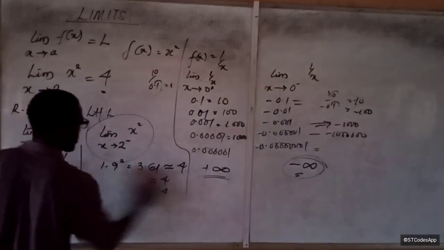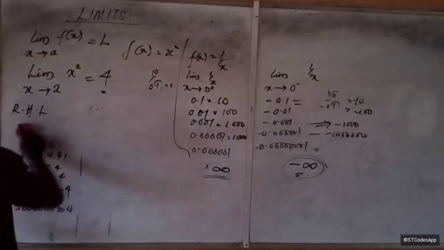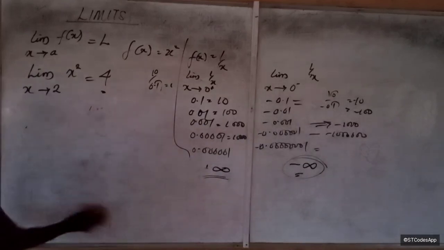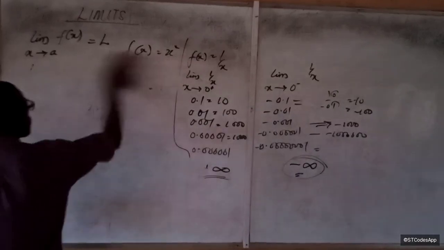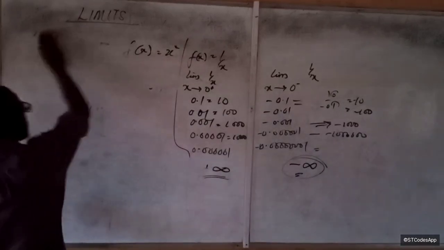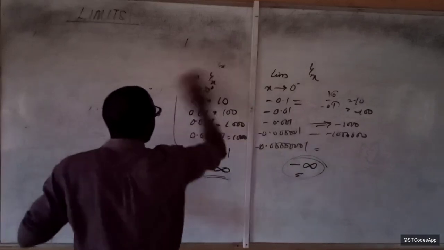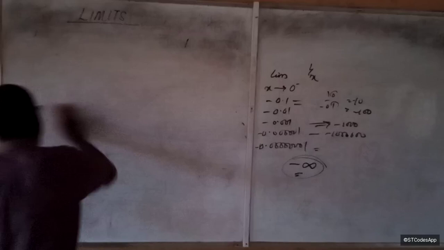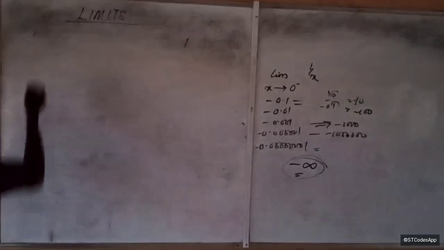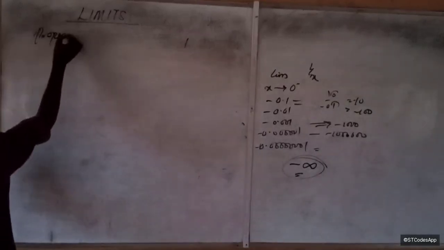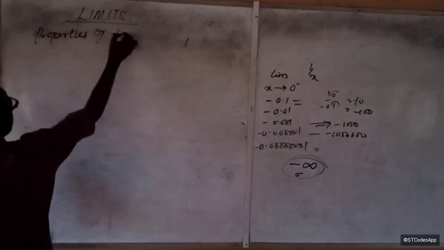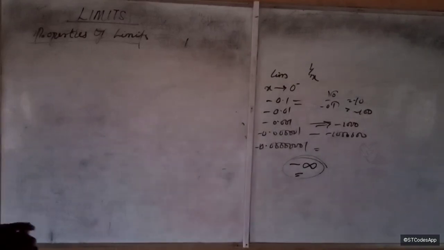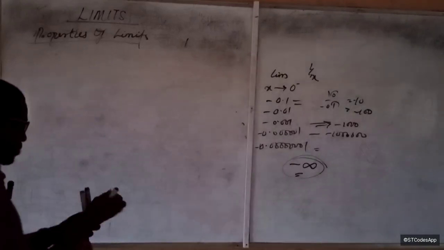Now let's talk about the properties of limits. These properties are the rules that limits follow. We call them properties of limits because they are constant for all limits that do exist, all right? So we have the first property. The properties of limits are basically algebraic properties. Is that okay? So it's not anything that big.